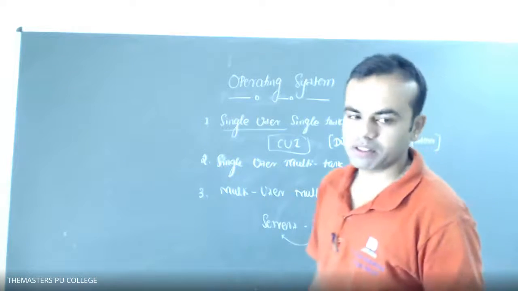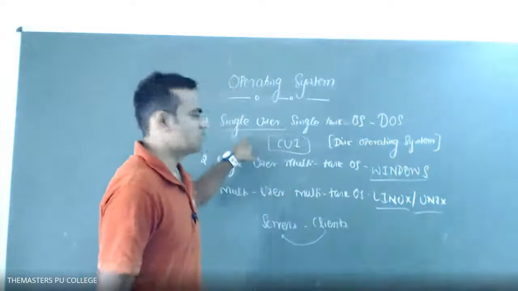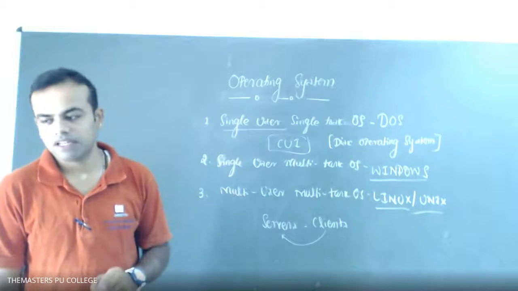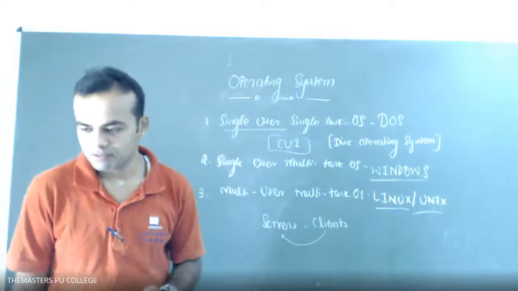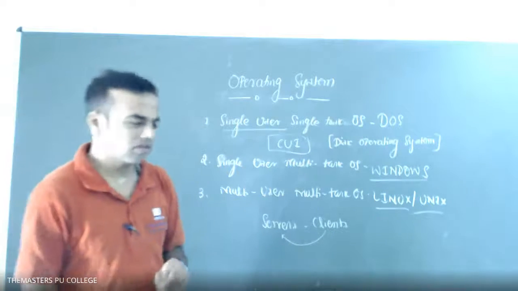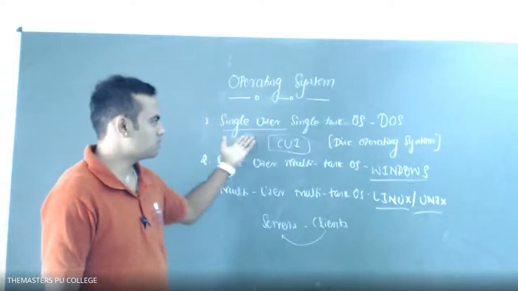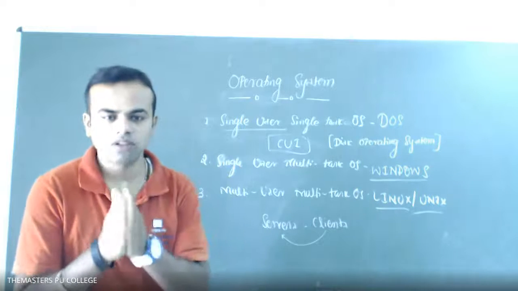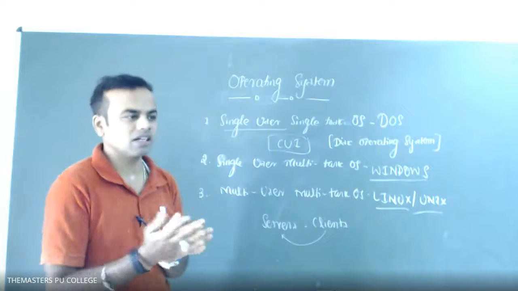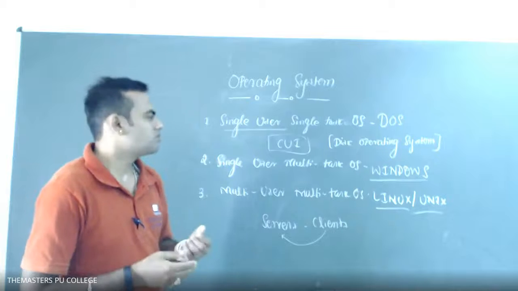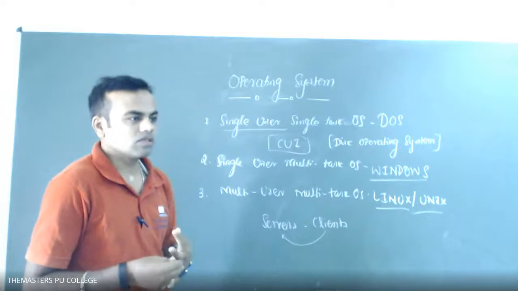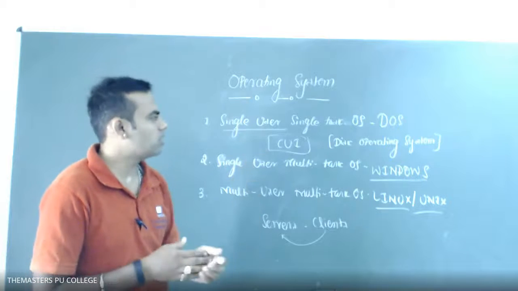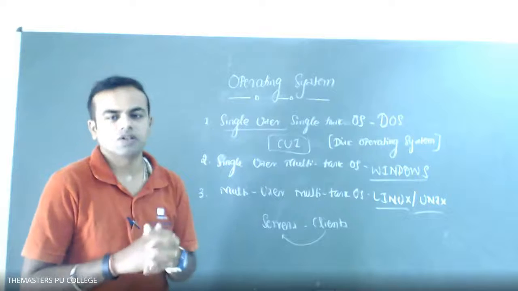One person can work with the computer system, and he can perform one task at a time, or single task at a time. Single task, one task at a time. Okay, so this is what we call single user, single tasking operating system.